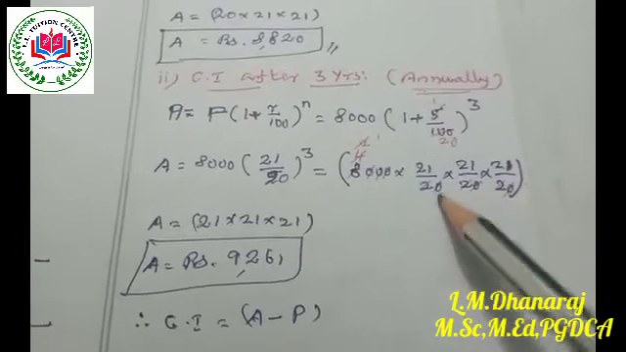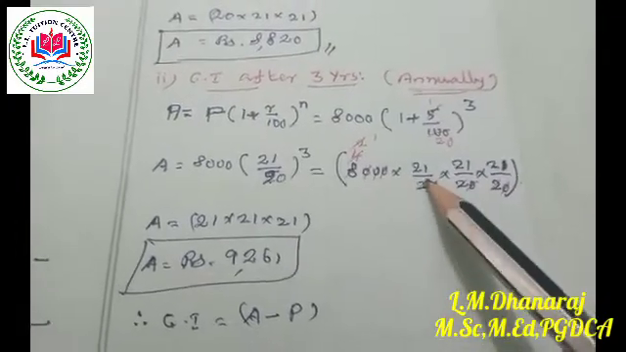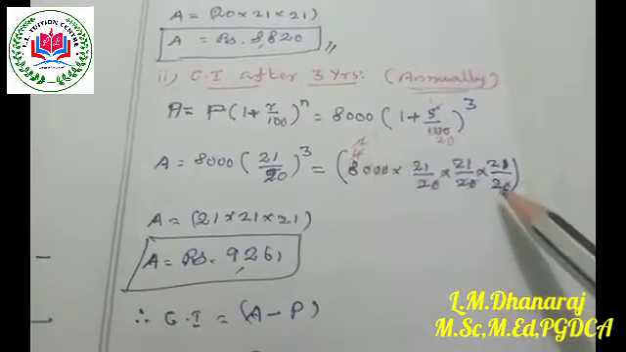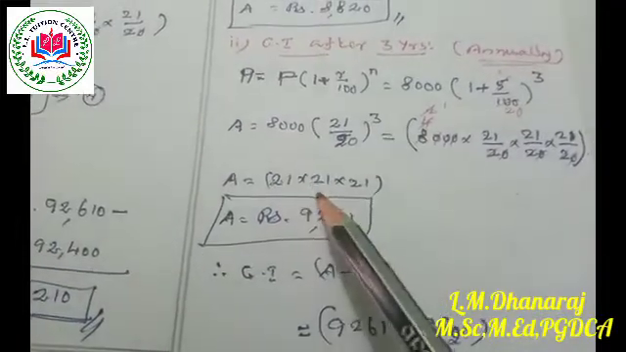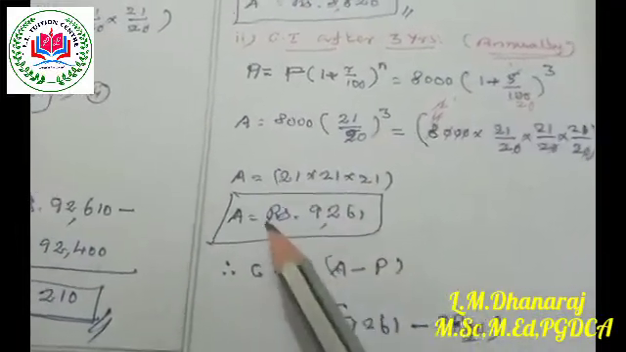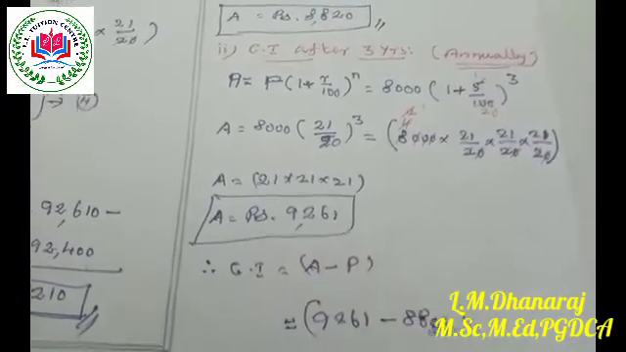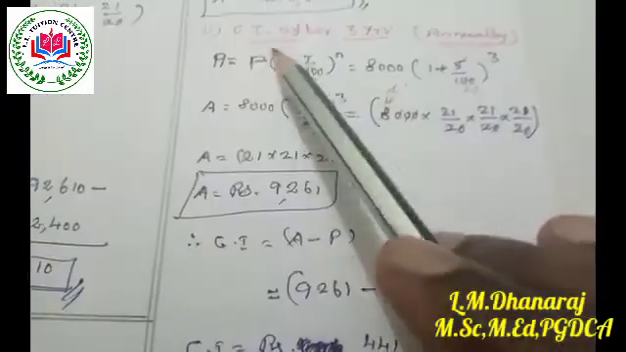So 3 zeros can be cancelled. 1 2s are 2 and this is 4 times. Again 1 2s are 2 and this is 2 times, and 1 2s are 2 and this is 1 time. Therefore it is 21 into 21 into 21. The amount after 3 years is 9,261 rupees. But we need to find the compound interest.